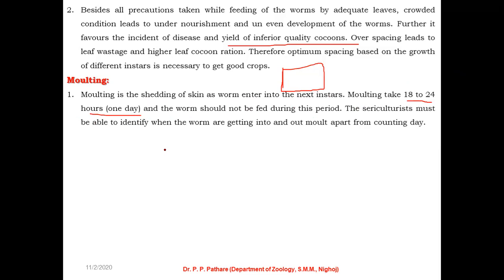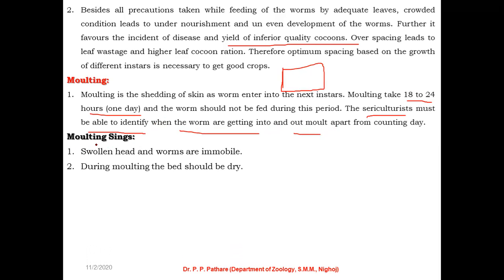Molting is actually a resting condition of worms. So the sericulturist must be able to identify when the worms are getting into the molt and when the worms come out from the molting condition. This is very important because if you are not able to identify this stage, you continuously provide food material and they do not get into the molting stage.